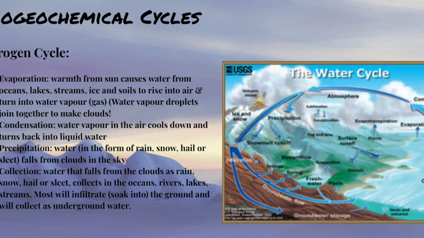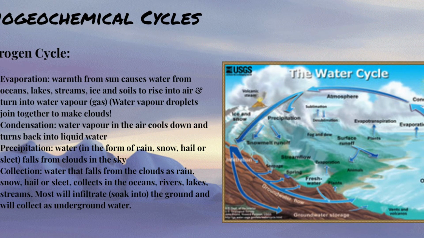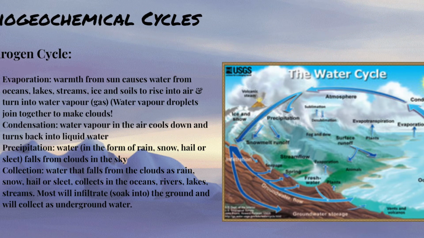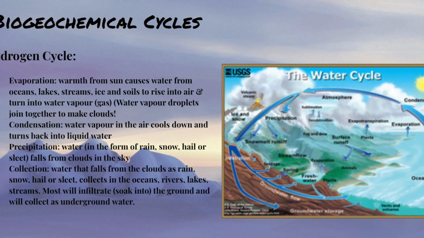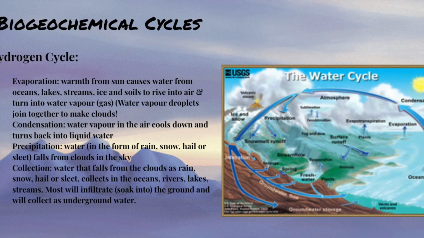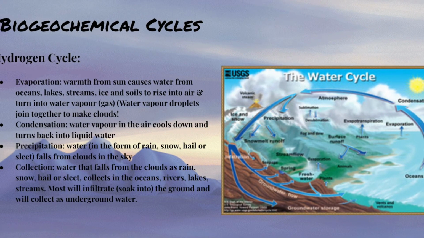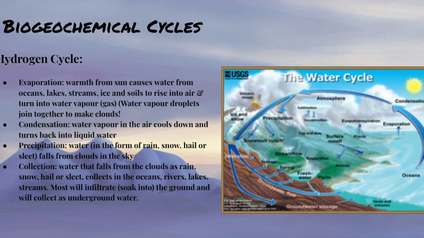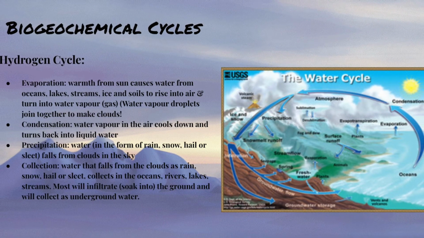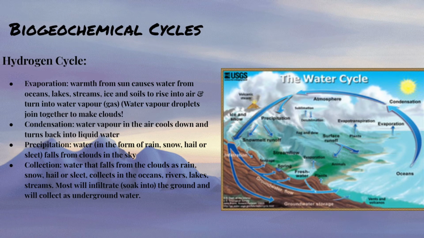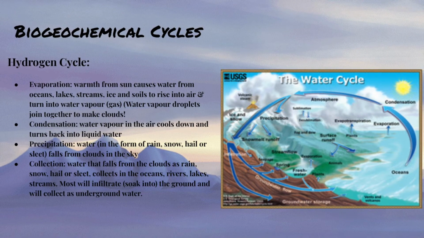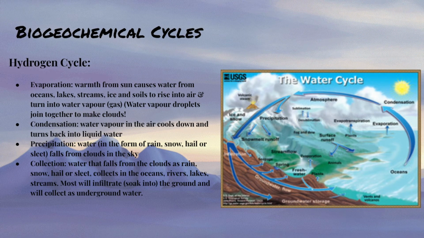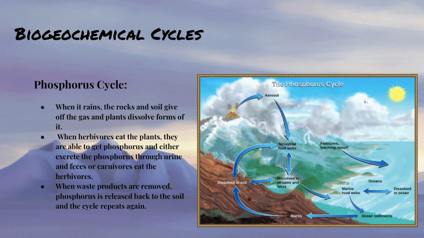The next biogeochemical cycle for the tundra is the hydrogen cycle. Starting with evaporation, the warmth from the sun causes water from oceans, lakes, streams, ice, and soil to rise into the air and turn into water vapor. The water vapor in the air then cools down and turns back into liquid water. Water in the form of either rain, snow, hail, or sleet falls from the clouds. And finally, collection takes place where the water that fell from the clouds infiltrates into the ground and will be collected as underground water.